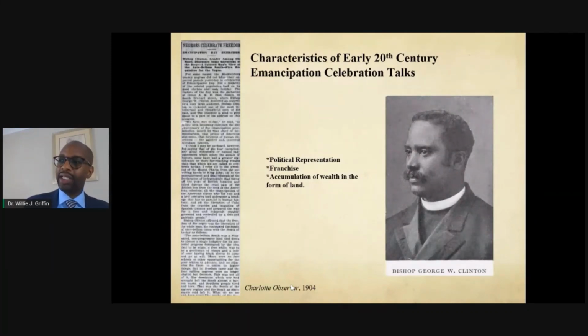And so in his talks during the celebration, he talked about the importance of political representation, gaining the right to vote, and again, the accumulation of wealth in the form of land. And so these were the kinds of things that they talked about as examples of the things that they should be celebrating on Emancipation Day, which turned into Juneteenth all across the country.